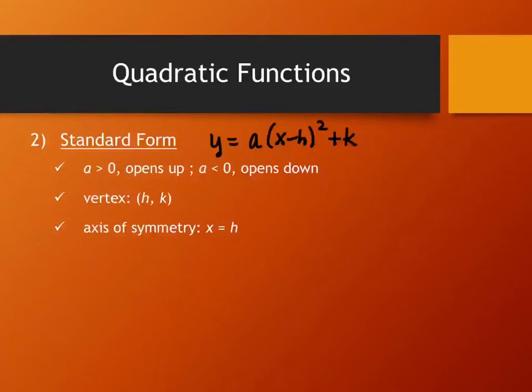Just to go through a few of the pieces of information. The a value at the beginning, still, if a is greater than 0, it opens up. If a is less than 0, it opens down, so that didn't change. The vertex is (h, k). Now notice that in the equation this says minus h, right? So it's the opposite sign on the x value. And then the k is the same sign. So that's actually really nice.